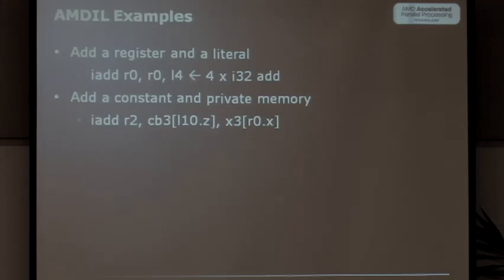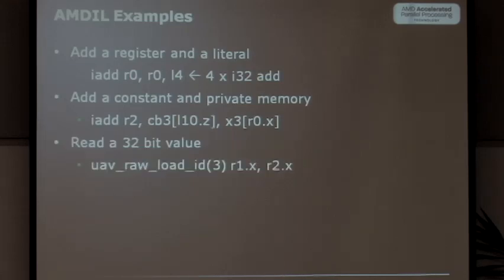Again, so we have CB, which is a constant memory, and X, which is a private memory, like a private array. We can index into these with the component of a register, but we can't index into them with a register. This is also, using the array syntax, the only time you can put a scalar immediate value in the source. If you want to read a 32-bit value, you have this instruction that's not like the other reads for constant and private memory.